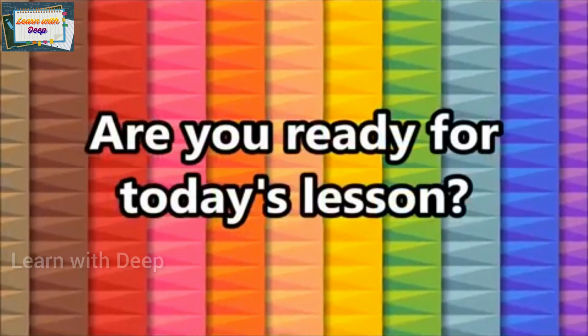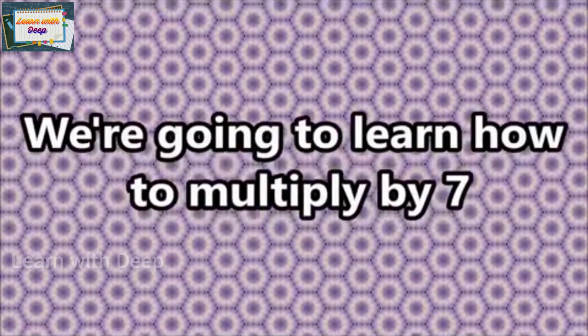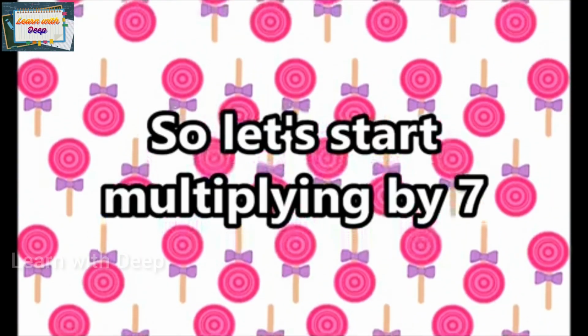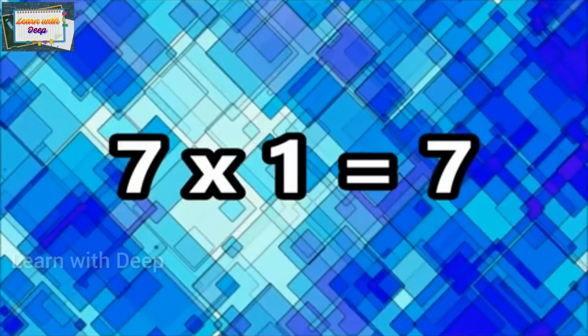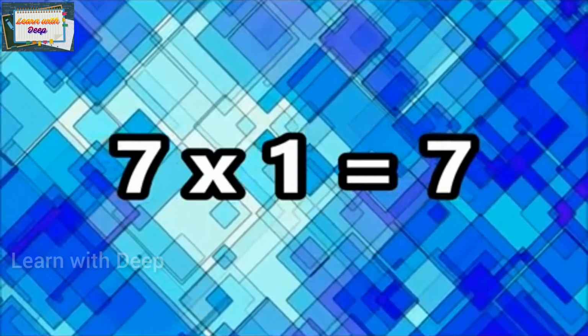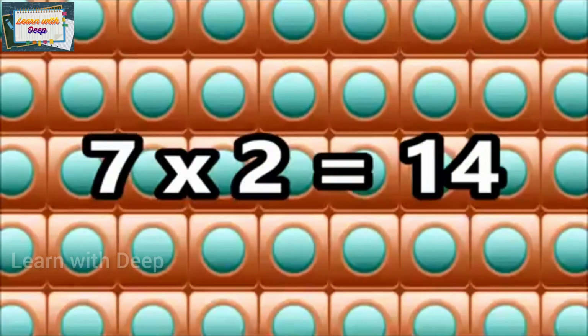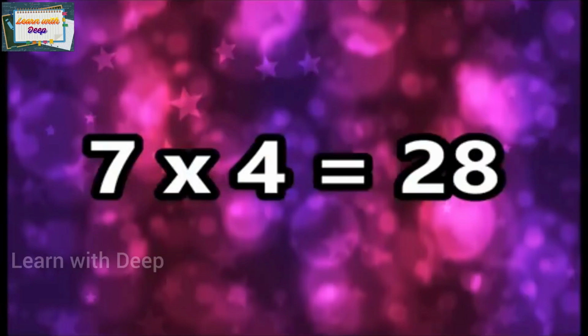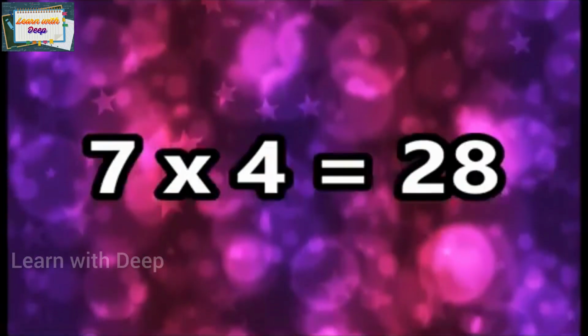Are you ready for today's lesson? We're gonna learn how to multiply by 7. So let's start multiplying by 7. 7 times 1 is 7. 7 times 2 is 14. 7 times 3 is 21. And 7 times 4 is 28.